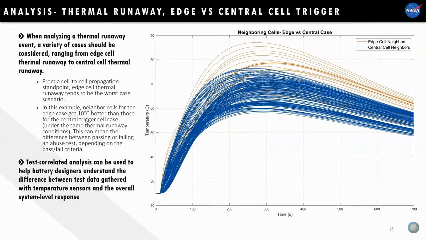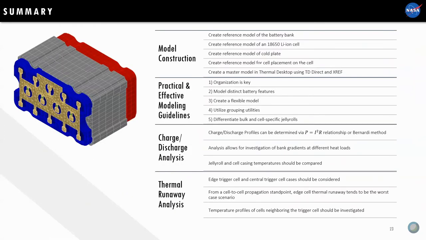And of course, test correlated analysis can be used to help battery designers understand the difference between the test data gathered with temperature sensors or your thermocouples and the overall system level response. Something that I didn't mention on the last slide, about why those red and black plots that you saw were so important, is just to make sure that cell-to-cell propagation is not occurring.